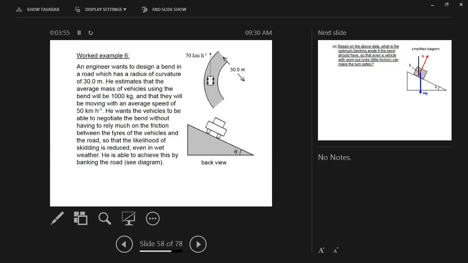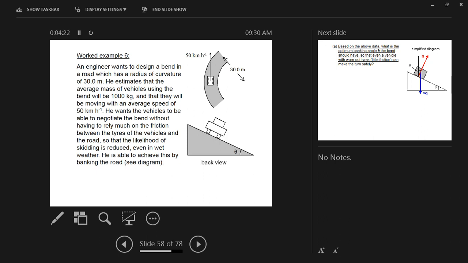Example 6 is similar to what we have discussed just now. It's about a car going round the turn. Here the engineer would like to design a bend in a road which has a radius of curvature of 30 cm. He estimates that the average mass of the vehicles using the bend will be 1000 kg, so that is the average mass of a vehicle. And the average speed was also given, 50 km per hour.